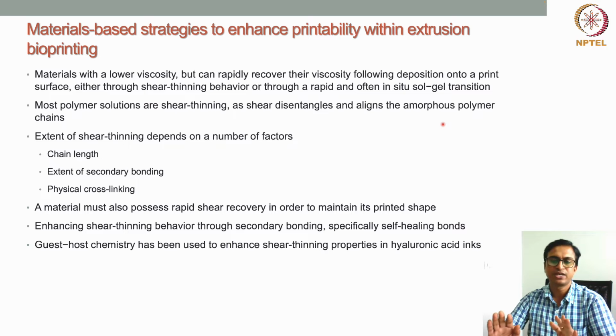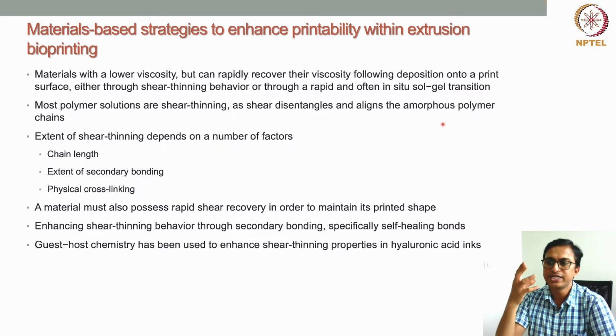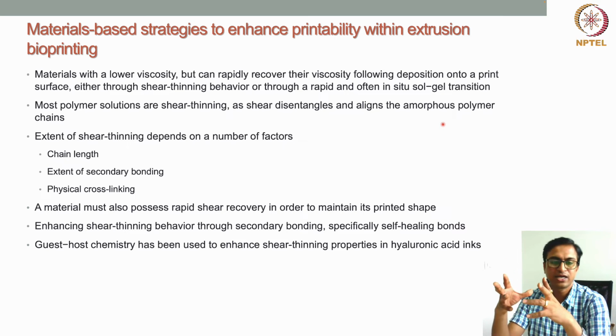But as soon as the material comes out of the nozzle, the viscosity again goes high, and the material can retain its shape, the printed shape. So the high viscosity of the material will definitely prevent collapsing of the structure, retain the shape, and print fidelity would be very good. So enhancing the shear thinning behavior through secondary bonding, especially self-healing bonding, is the way by which you can enhance the printability of an extrusion-based bioprinting.